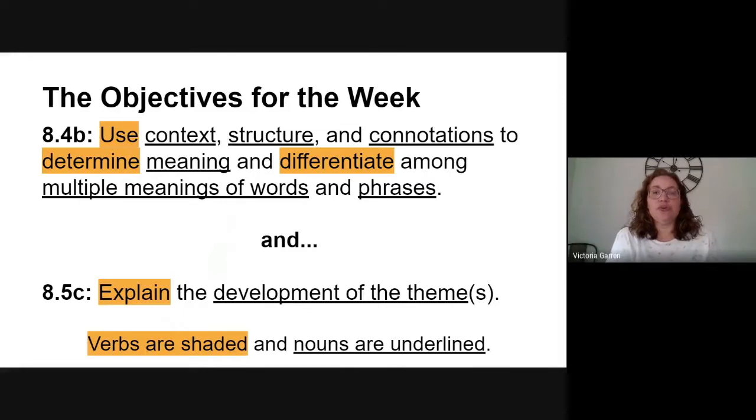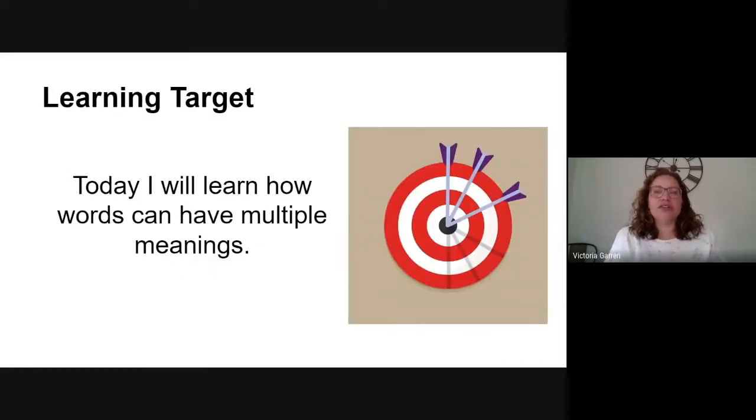So we're going to use connotations to determine and differentiate, which means to see differences. We're going to use connotations to determine the meaning of multiple meanings of words, because sometimes words have more than one meaning. So that's our skill that we're going to work on for today. Our learning target for today is, today I will learn how words can have multiple meanings.